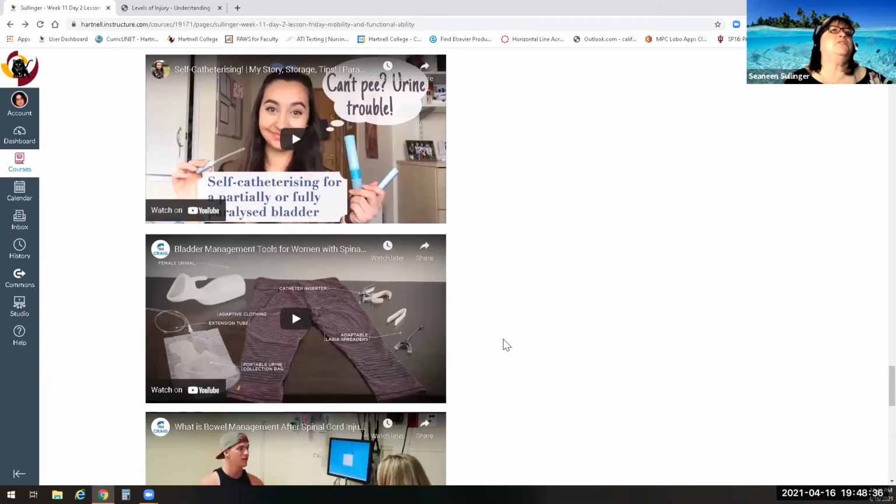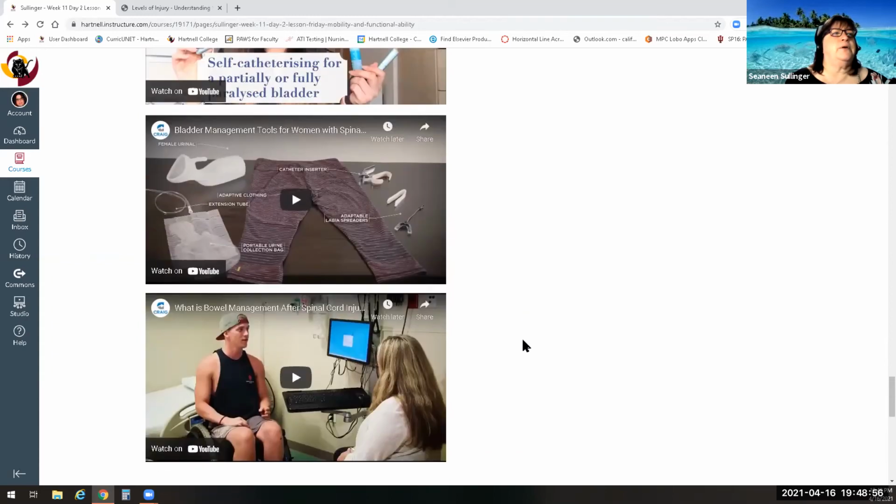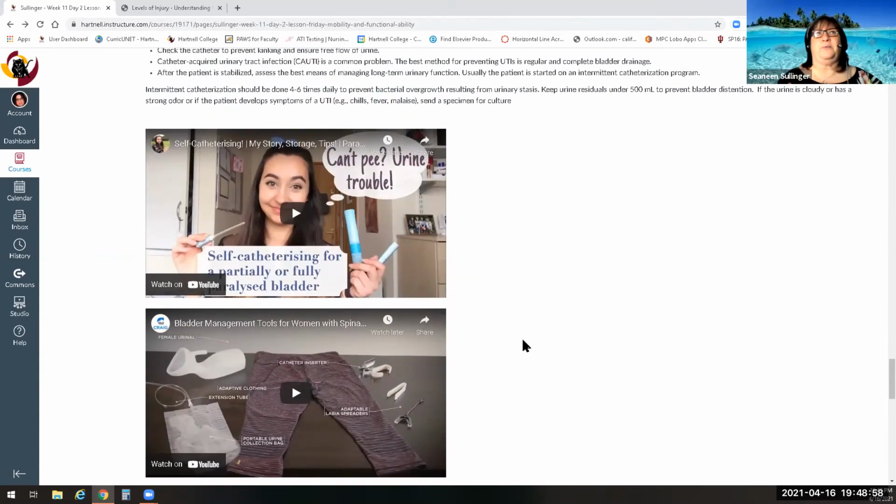And then bladder management tools for women, just some different things: leg bags, female urinals, adaptable things you can use to spread the labia open, clothing that would have an opening in the crotch. And then, so we get that, right?